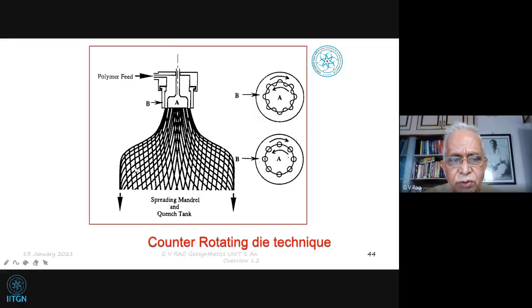So these intersections get joined. They are going to be thick also. That all depends upon the flow characteristics and the spin rate. This is called the counter-rotating die technique. As it is pushed like this, we also have something like a mandrel, a huge drum kind of thing. It comes down and becomes larger and larger into a tank, called a quenching tank, because it comes out at a certain temperature, anywhere between 150 to 200 degrees Celsius, and is cooled down and comes out in the form of a cylinder.